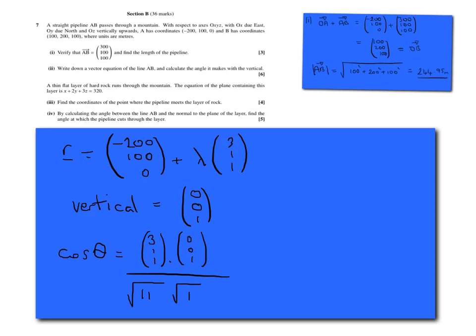As can be seen, we multiply the direction vectors using the dot product rule and then divide by the magnitude of each vector multiplied together. This simplifies to 1 over the square root of 11, which therefore, taking the inverse of cosine of this, gives us theta to be equal to 72.45 degrees.